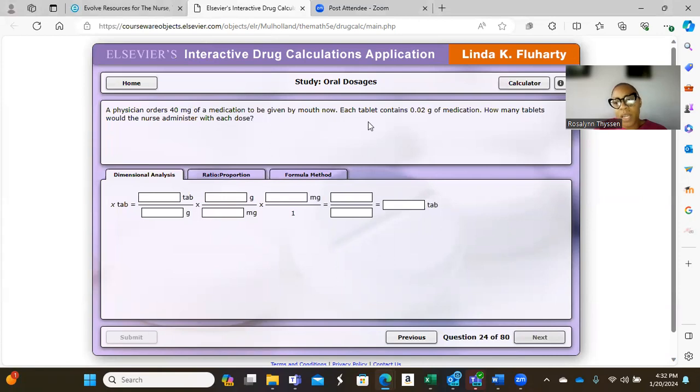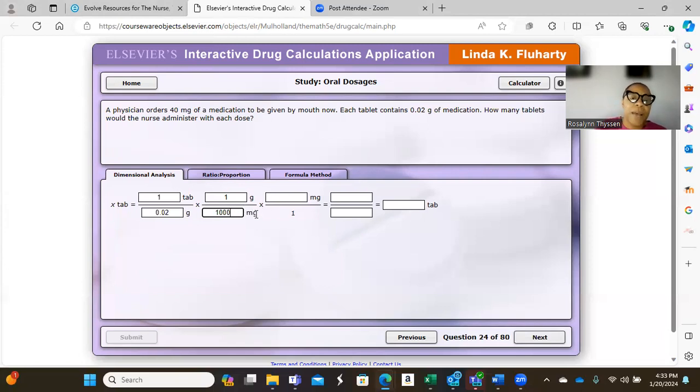All right, what do I know about tabs? According to the information here, I know one tab is 0.02 grams. Grams is at the bottom. I know it has to go at the top, but my order is in milligrams, which means I need a conversion. So now, because grams is what I'm still working with, what do I know about grams and milligrams? Well, I know 1 gram is 1,000 milligrams, and this is where you need to just memorize those conversions.